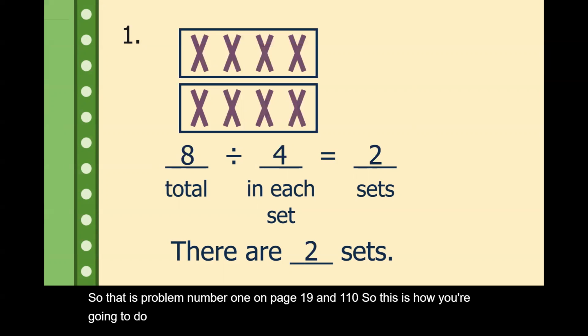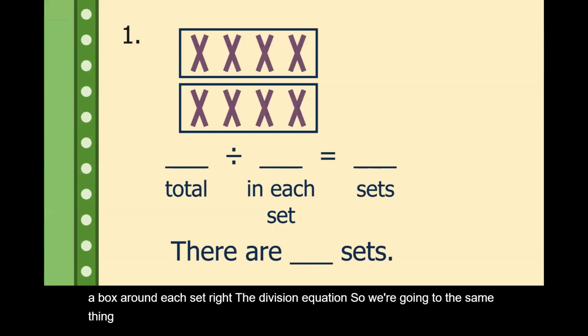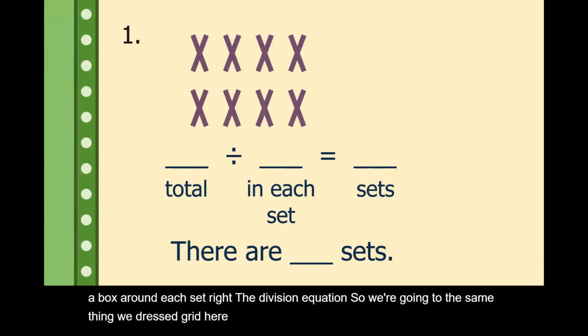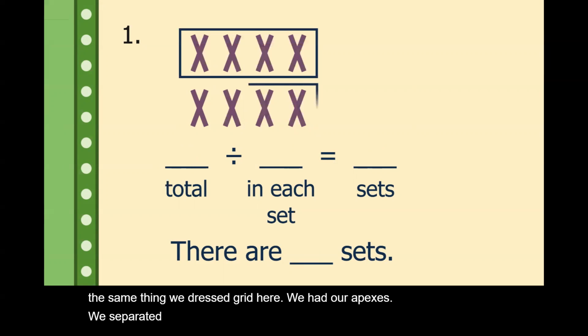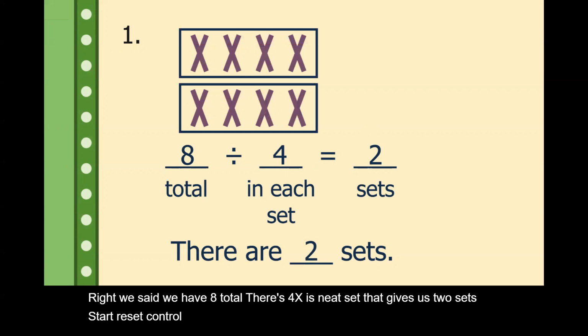You're just going to look at the problems here where it says draw a box around each set, write the division equation. So you're going to do the same thing we just did here. We had our 8 X's. We separated them into 2 sets, right? We said we have 8 total. There's 4 X's in each set. That gives us 2 sets. There are 2 sets. That's all you do for problems 1 through 4 on page 109.